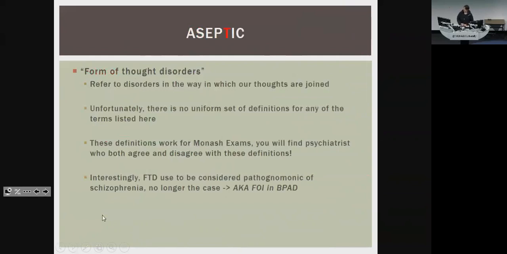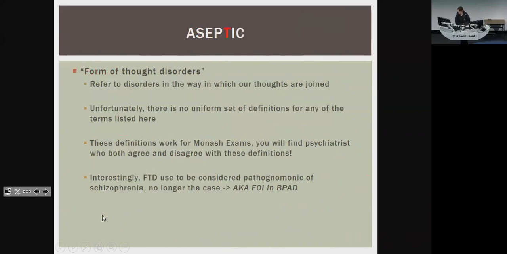Cool. Okay. The form of thought disorders refer to, as we said, disorders in the way in which our thoughts are joined. So the connections between our thoughts, there's a problem with that. And unfortunately, there's not really a universal set of terms that every psychiatrist uses. So the terms that I put up here, you will find a psychiatrist who disagrees with them, and you'll also find a psychiatrist who agrees with them. These are the terms that work for me, and I think these are the terms that best work for Monash exams, both using Dr. Presnell's impression of it and Dr. Sarah Rotstein's impression of it, because they're your two co-examiners for this year.